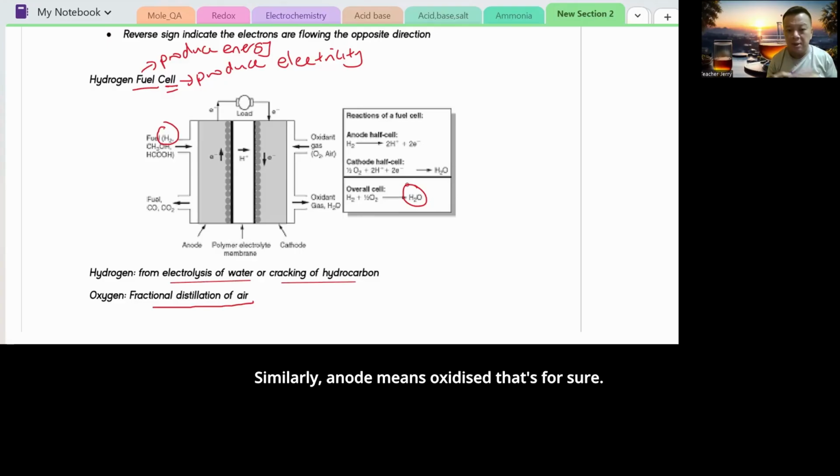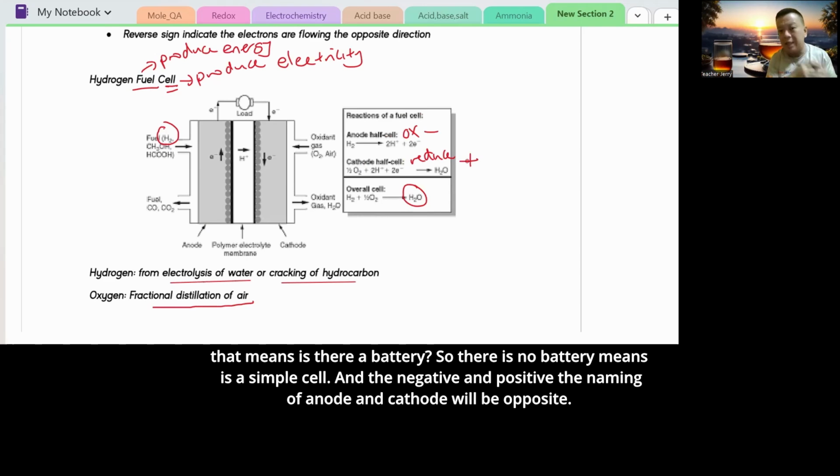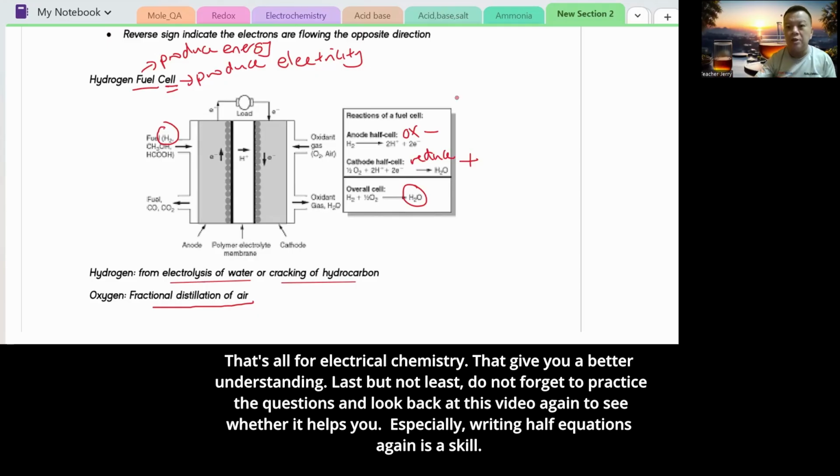All right. Similarly, anode means oxidation, that's for sure, and cathode means reduction, regardless. In this case, the anode is negative because it's a simple cell, and the cathode is positive. So we need to be aware whether we are dealing with an electrolytic cell, that means is there a battery? If there's no battery, it's a simple cell, and the negative and positive naming of anode and cathode will be opposite. All right, that's all for electrochemistry.